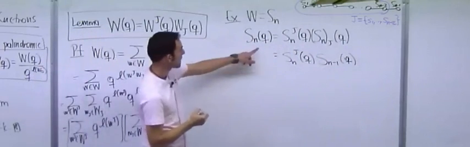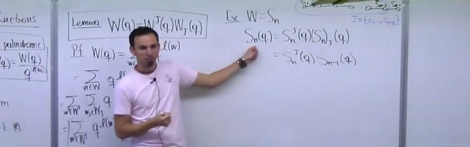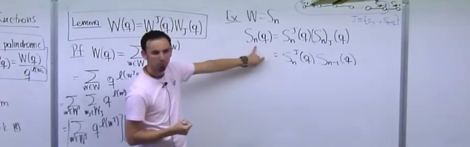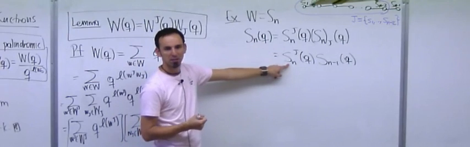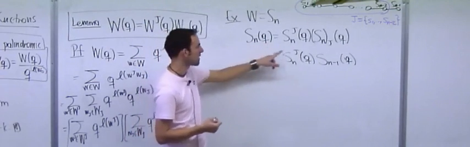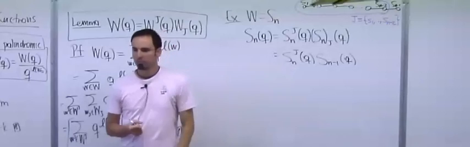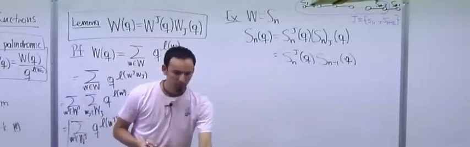And so that tells me that I'll be able to compute the Poincare series of the symmetric group as soon as I'm able to compute this polynomial Sn super j of Q. And then I will just get it by induction. Okay. Any questions so far?